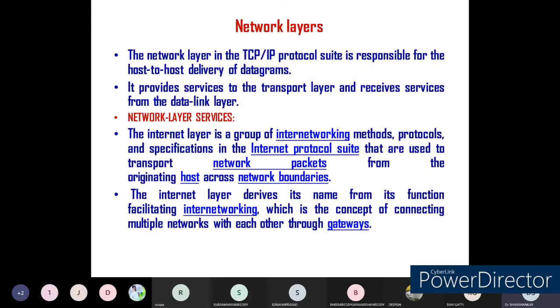Next is the internet layer derives its name from its function facilitating the internet working, which is the concept of connecting multiple networks with each other through gateways. Of course, using gateways also we can connect any number of computer systems using a single server. That is also one important network layer service. So network layer service is how to connect a group of computer systems, and using gateways how to connect a number of computer systems using multiple networks. So these are the services of the network layers.